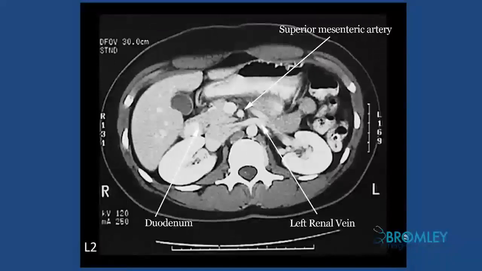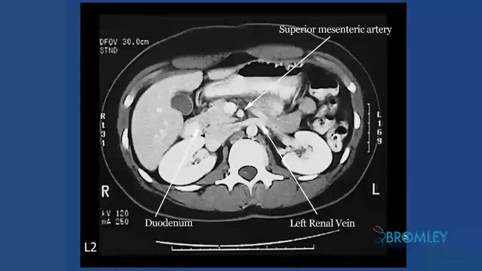We can still see the superior mesenteric artery just anterior to the renal vein, because its course runs parallel with the aorta and anterior to it for a significant distance. We can also see the portal vein, and we still see the stomach. We can still see both of the kidneys at L2, and we can still see the liver at L2.